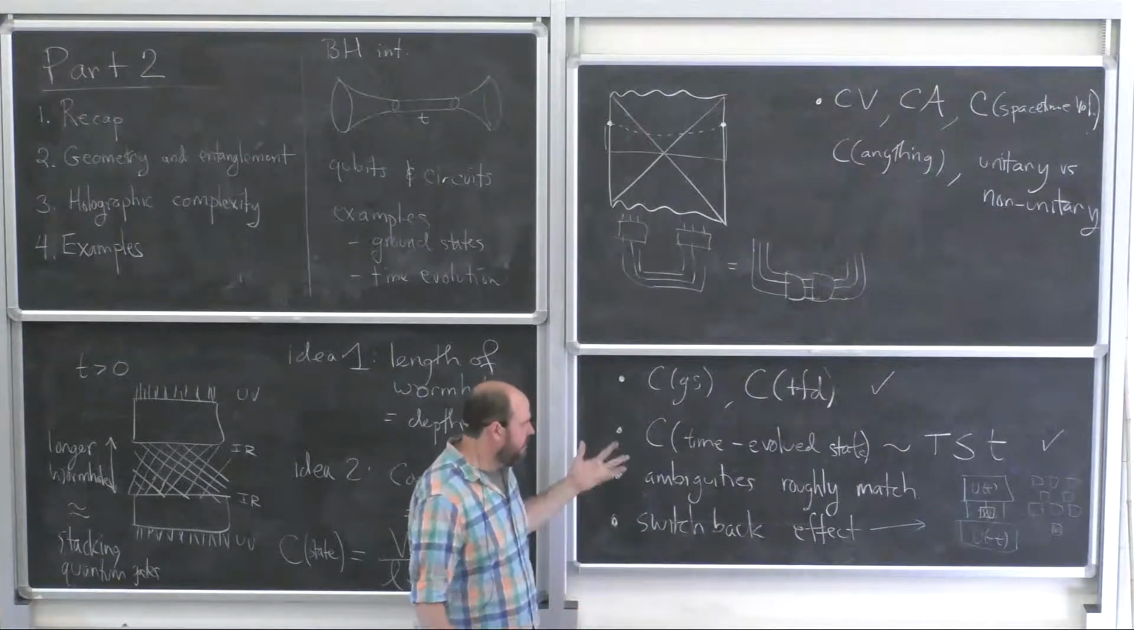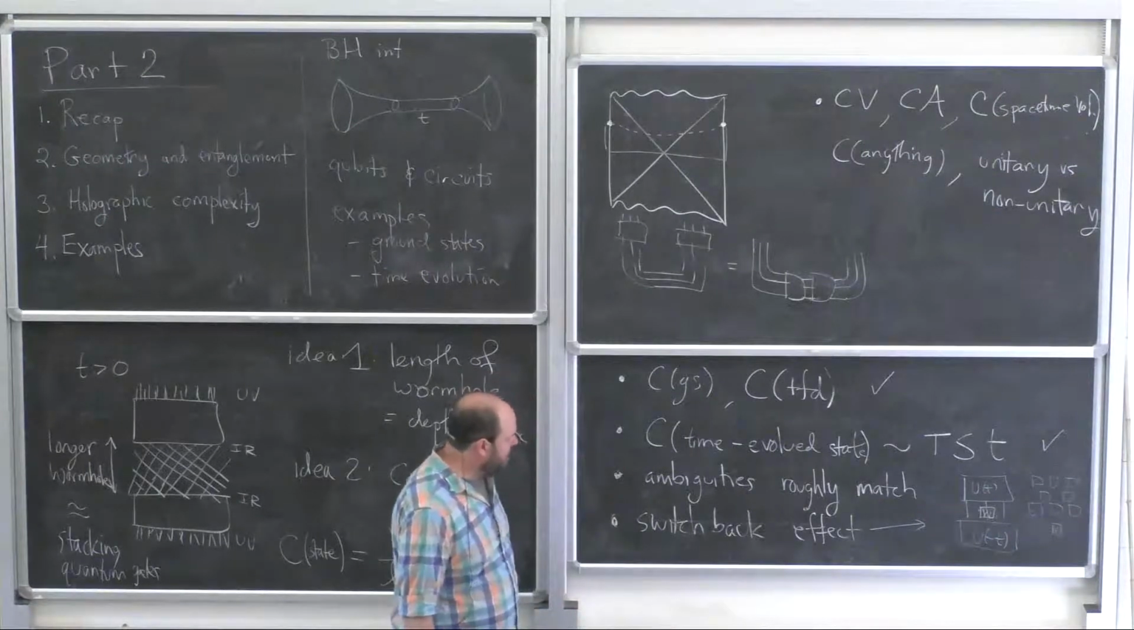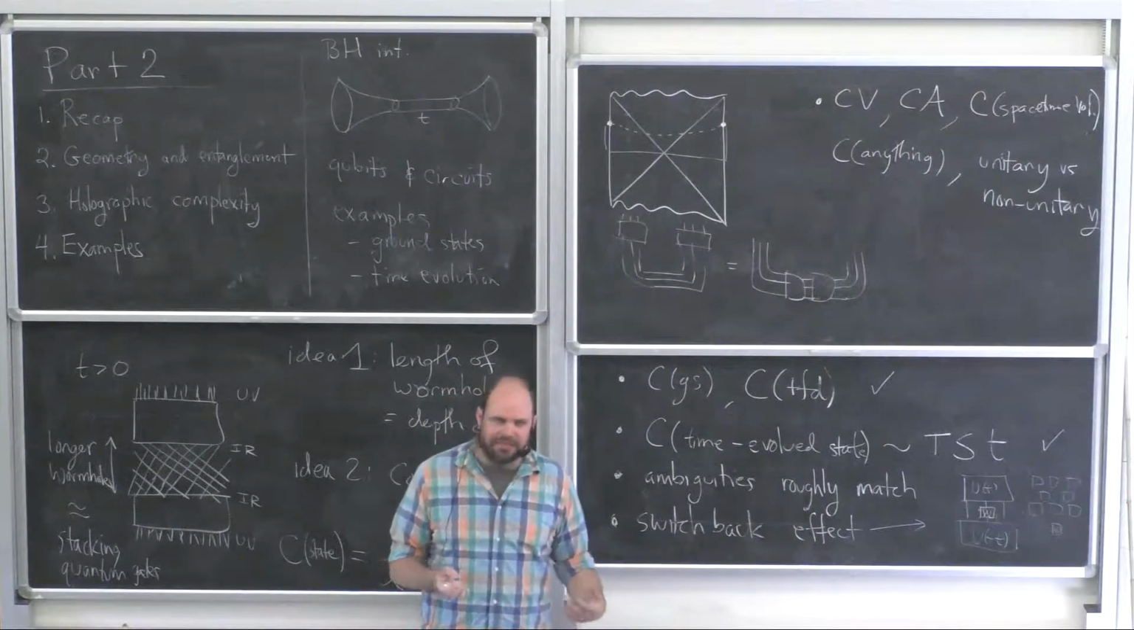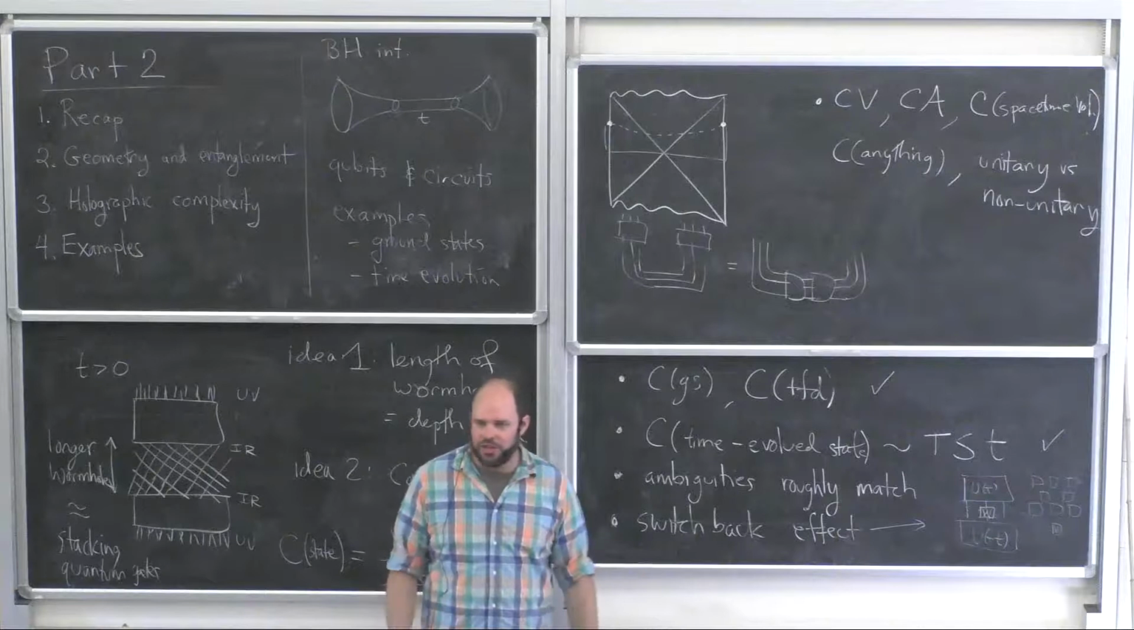Very often what will happen is that there is some small tolerance you need, but maybe it's not visible at the leading order at large N or something like that.